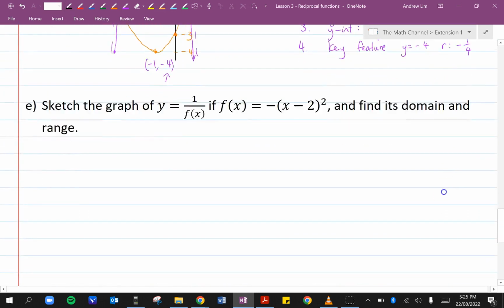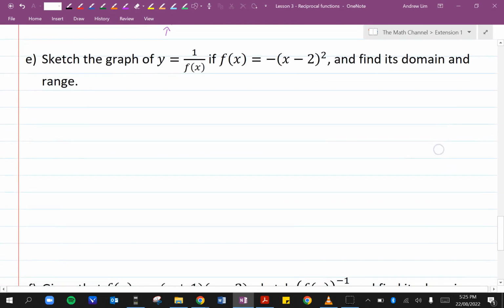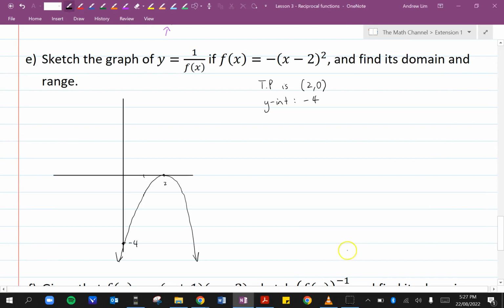Okay, so let's try E now. Maybe I'll get you to pause the video and have a go with this one yourself. Okay, so I've drawn here y equals f. I've drawn here f of x, which is equal to negative (x minus 2) squared. We can see that the turning point is (2, 0) because we're going right 2, and not up or down because it's technically plus 0 here. So turning point is (2, 0), and the y-intercept is when x equals 0. When x equals 0, f of x is equal to minus 4. So I've graphed that.